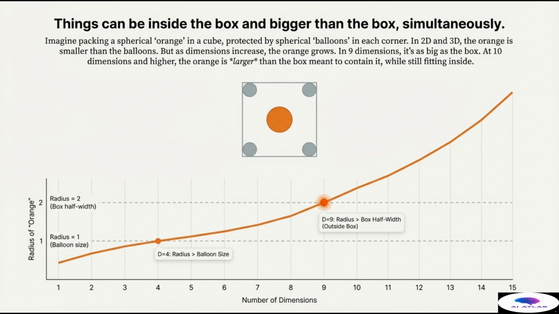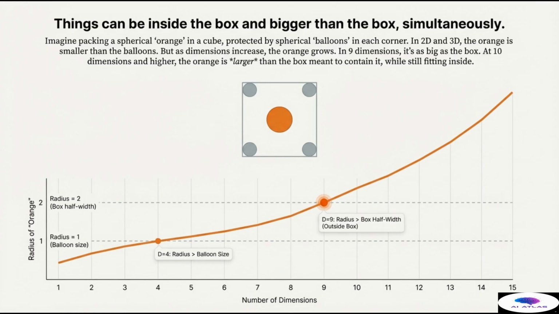If the previous slide didn't challenge your intuition enough, consider this paradox. In high dimensions, things can be inside the box and simultaneously appear bigger than the box itself. Imagine packing a spherical orange at the center of a cube, which is protected by spherical balloons placed in each corner. We set the radius of the corner balloons to 1. In 2D and 3D, the central orange is clearly smaller than the box's half-width, radius equals 2. However, as the dimensions increase, the central orange grows relative to the corner balloons. The diagonal distance from the center to the corners increases rapidly.